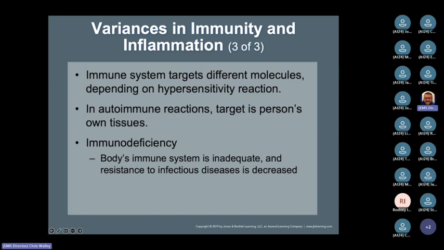Immune deficiencies. Immunodeficiency is when the body's immune system is inadequate and resistance to infectious disease is decreased. It can be congenital or acquired. Nutritional deficiencies may depress bone marrow function and diminish white blood cell development. It can be caused by some trauma. Iatrogenic immunodeficiency is caused by a medication or treatment, and replacement therapy is available for those immunodeficiencies.